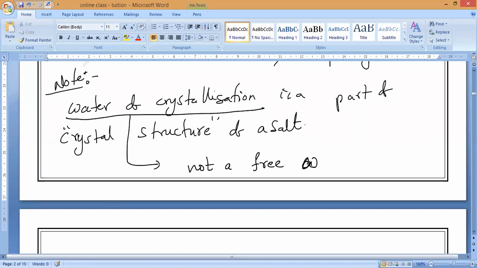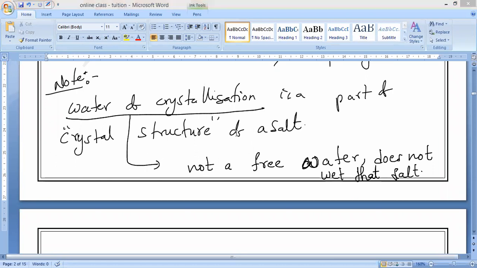All of you understand, guys? It is not a free water, so it does not wet the salt. All of you should remember. This is what 90% of children don't know. They will think that hydrated means wet in nature, and unhydrated means dry in nature. Is it yes or no, guys? You should remember that.